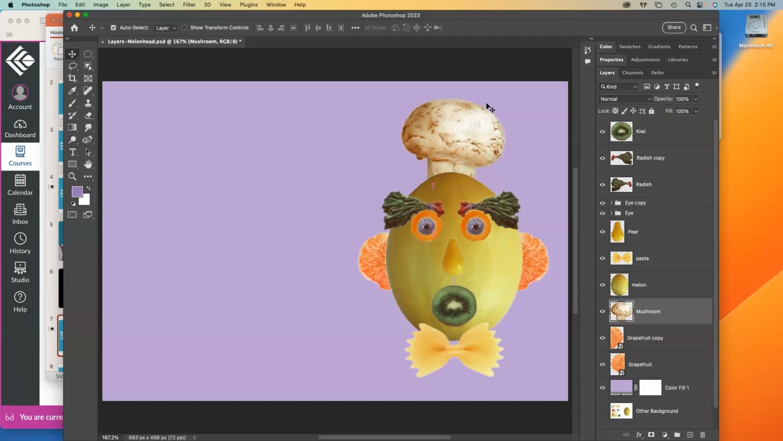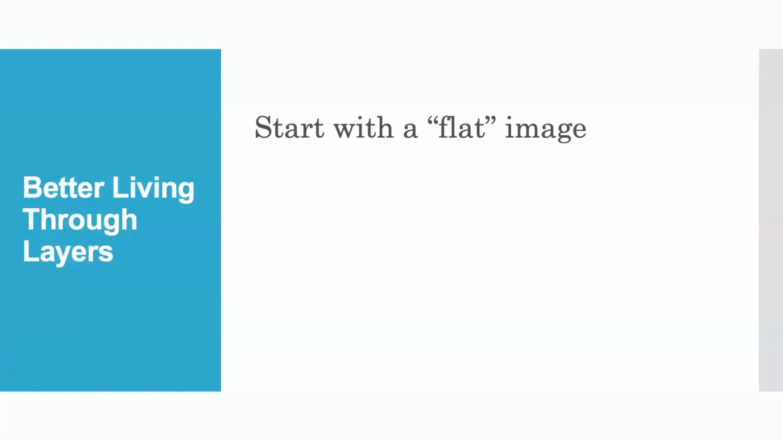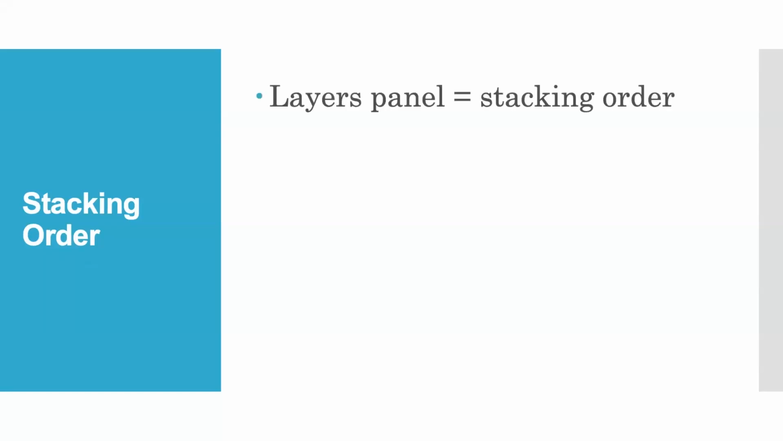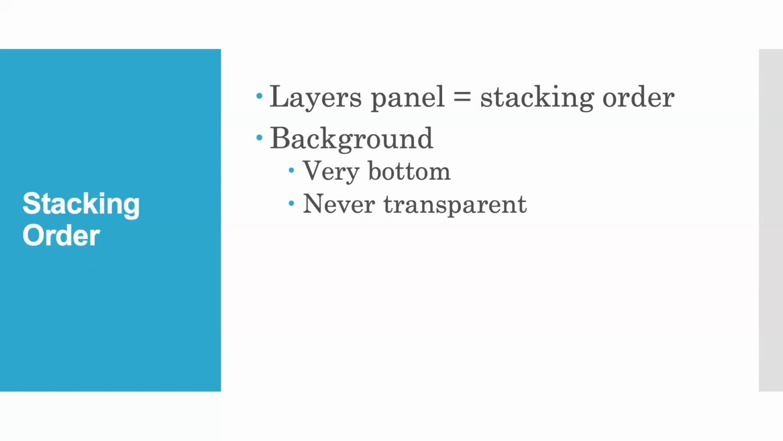And also it allowed us to have some flexibility by using smart objects where we could resize something and it was not a permanent change. We could resize it, make a mistake, and come back later and fix it. So this is the basics of using layers. So just to review, we start with the flat image. We make a selection. We put it on its own layer with Control or Command J, and then we name the layer. And we also found out about stacking order, which is in the layers panel. So the background is the very bottom, and it's also never transparent. There's only one layer that will never have any transparency.